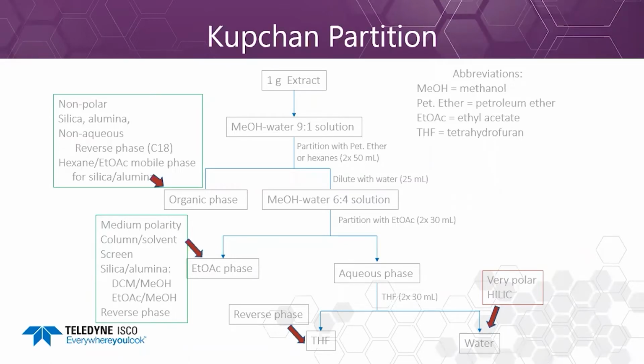Over here, the red arrows suggest some stationary phases and mobile phases that you can use depending on where your activity comes out. So in the upper left, the organic phase, the pet ether, that's very non-polar. And so I would tend to use silica or alumina, and I would use a mobile phase of hexane, ethyl acetate, because those are also non-polar. If I wanted to run reverse phase, I would use something called non-aqueous reverse phase. In the lower right, we have water, and that's very polar, and I would use a technique called HILIC for that, or I would try that.